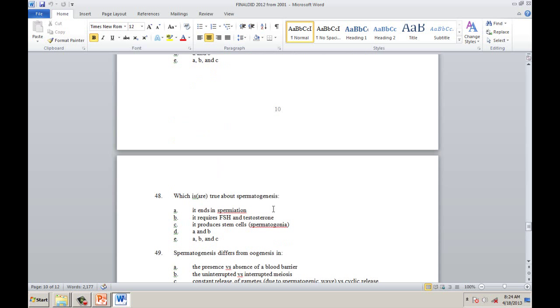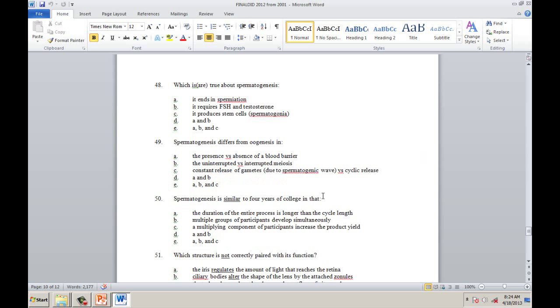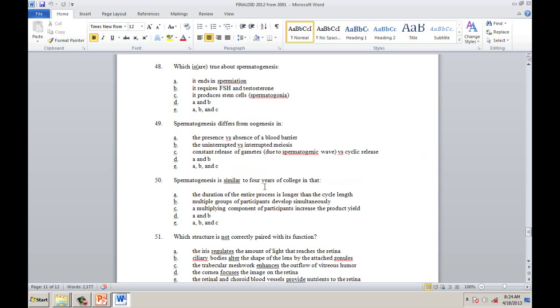Okay, meiosis occurs only during spermatogenesis, oogenesis, asexual reproduction. Answer is D. Which is true about spermatogenesis? It ends in spermiation. True. It requires FSH and testosterone. True. It produces stem cell spermatogonia. True. Answer is E.